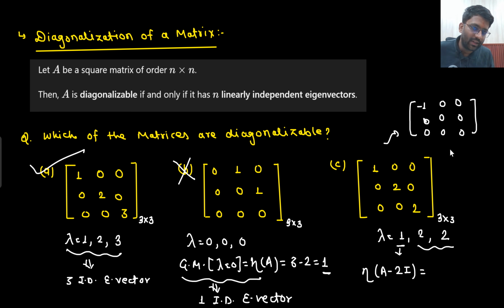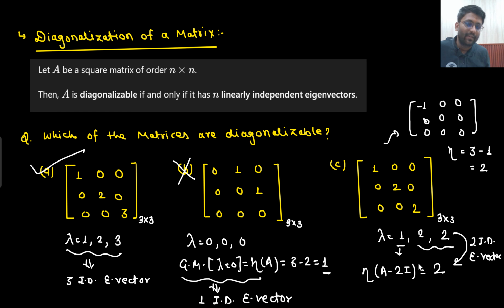So what is the nullity you are getting? Sir, number of columns is 3 and non-zero row is 1. So the nullity of A minus 2I you are getting is 2. What does that mean? You are having 2 independent eigenvectors. So total, here 1 independent eigenvector, here 2 independent eigenvectors. So total 3 independent eigenvectors I am getting, that means yes, it is diagonalizable.